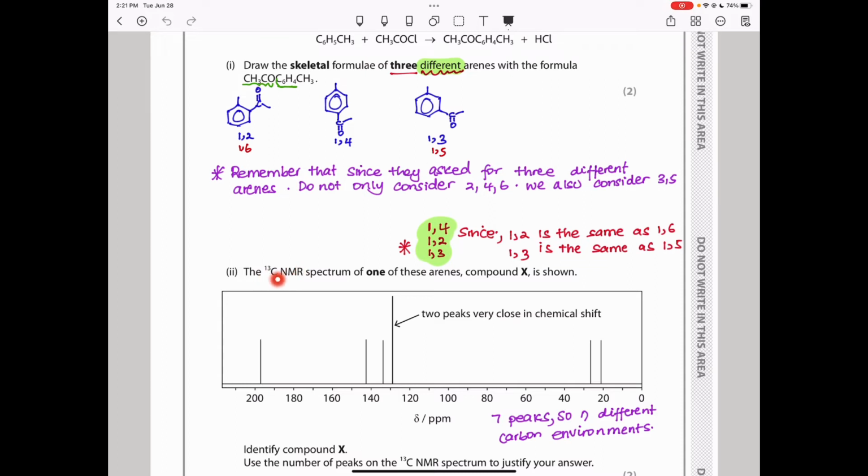Remember, this is a carbon-13 NMR, so we need to look at all these 3 structures and determine which one has only 7 carbon environments. I will begin with this one. It has environment 1, the methyl part, then environments 2, 3, 4, 5, 6, 7, 8, 9. All the carbons are unique, so it has 9 carbon-13 environments, and that is not the answer.